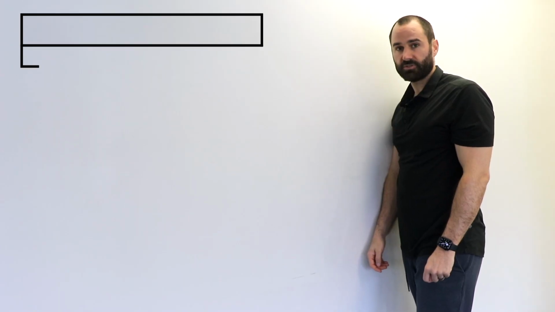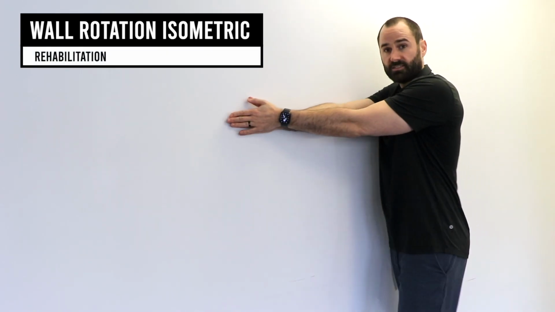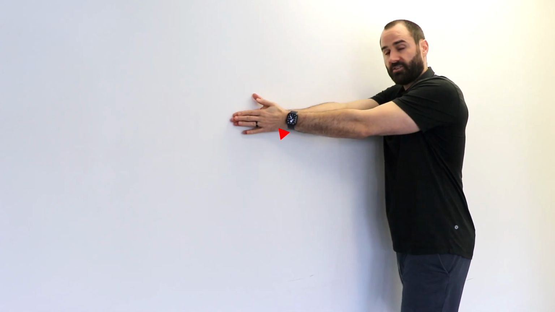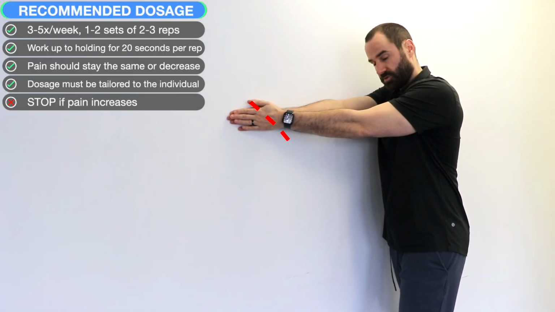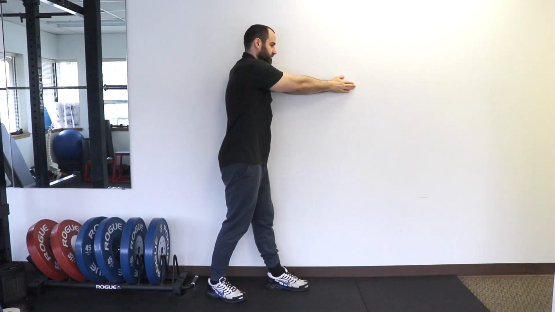And then the standing rotation isometric. So placing both hands against the wall with your feet spread, we're going to press our hands into the wall and work up to holding to 20 seconds. Then repeat on the opposite side with the same dosage.